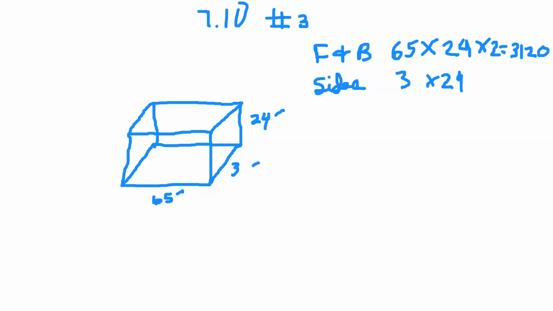Where do we get these two? Because you have two sides. Just 2 squares. You have the front and you have the back, so you do the area of the front, 65 by 24, and double it. You find one side and then double it. 34 times 24 times 2 is 1,632.